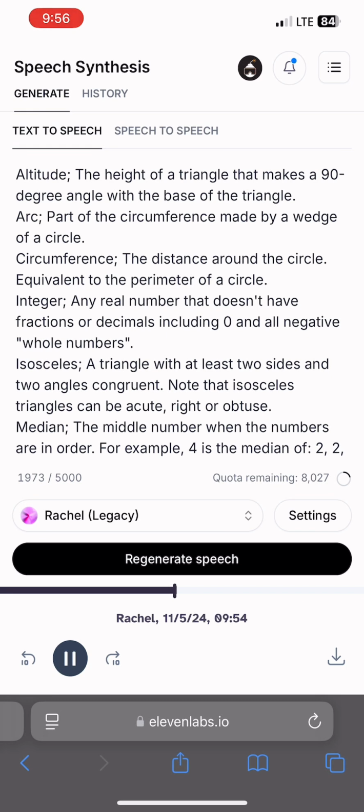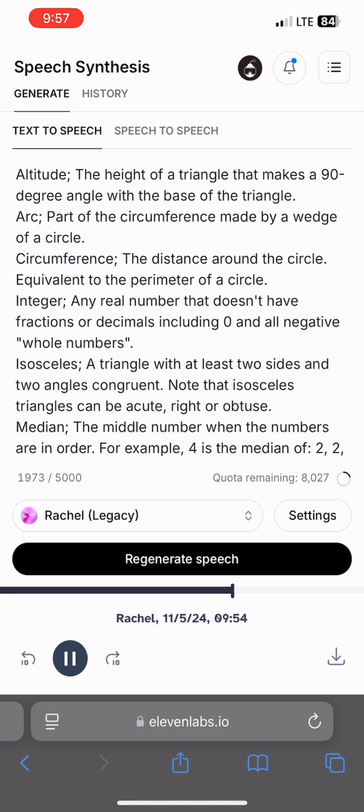Parallel, lines that don't intersect because they have the same slope. Pentagon, a five-sided polygon. Perpendicular, lines that have slopes that are negative reciprocals of each other. Radius, the distance from any point on the circle to the center. Scalene, a triangle with all different sides and angles.